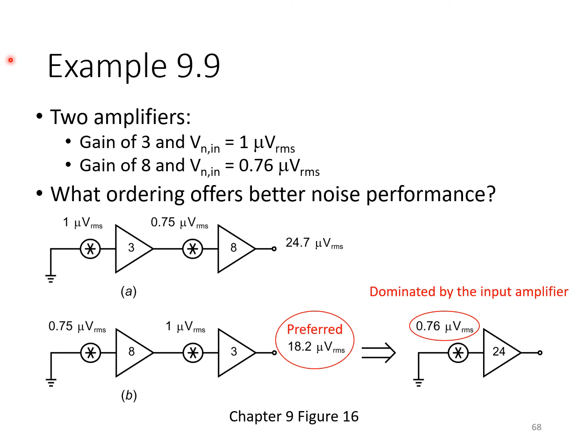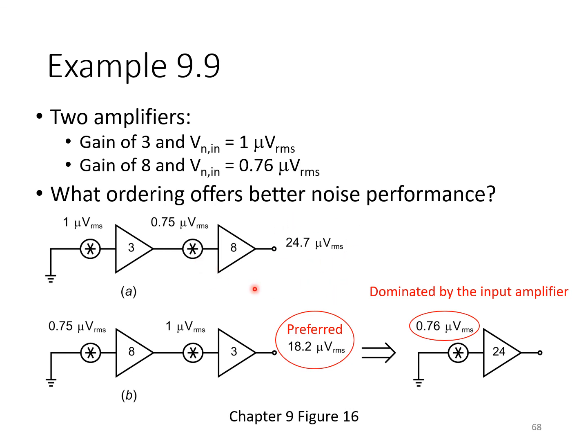A final example here shows the utility of the concept of input referred noise. Imagine that you've got two amplifiers, one with a gain of 3 and an input referred noise of 1 microvolt RMS, one with a gain of 8 and an input referred noise of 0.76 microvolts RMS. And you need to realize a total gain of 24. So you need to put these two amplifiers in series, but you have the flexibility to put either one first. There's one ordering that's clearly preferable in terms of noise performance, and that can be seen by comparing the two configurations and finding their output noise, right?